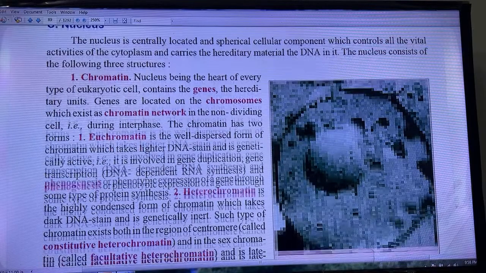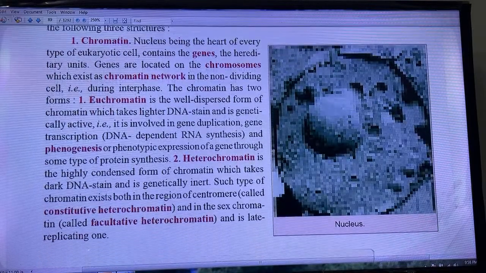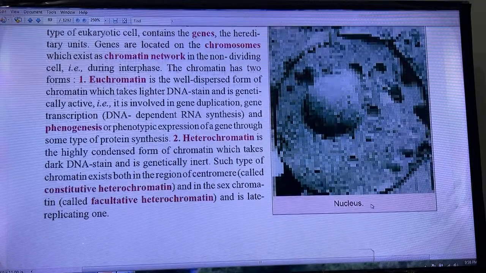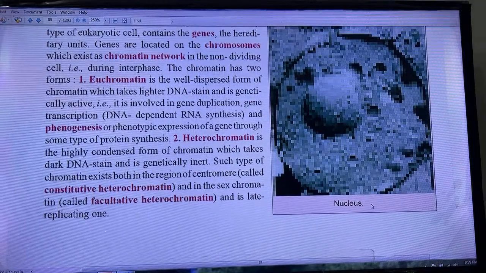Chromatin. Nucleus being the heart of every type of eukaryotic cell contains the genes, the hereditary units. Genes are located on chromosomes which exist as chromatin network in the non-dividing cell during interphase. The chromatin has two forms.